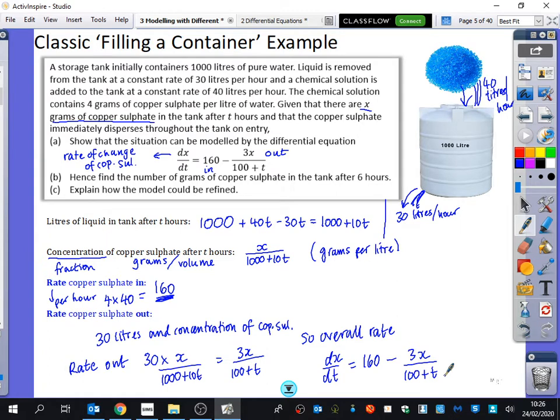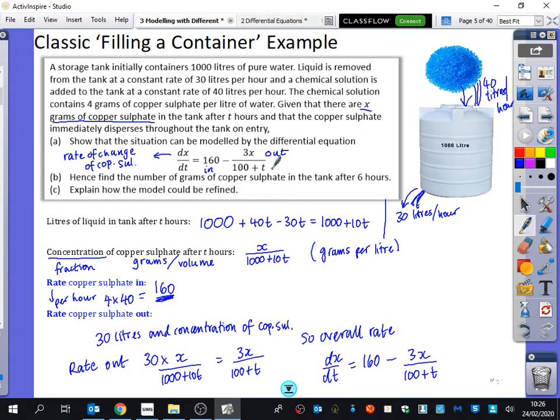This would only be worth like 3 marks. And it's just an explanation of things, because they've kind of told you that. Some of the marks would be for saying that dx dt is the rate of change of copper sulfate. One of the marks would be for saying that the rate coming in is just 4 times 40, which is 160. And then 2 of the marks will be for explaining what this 3x over 100 plus t is, and why it is negative. It's negative because it's leaking out.